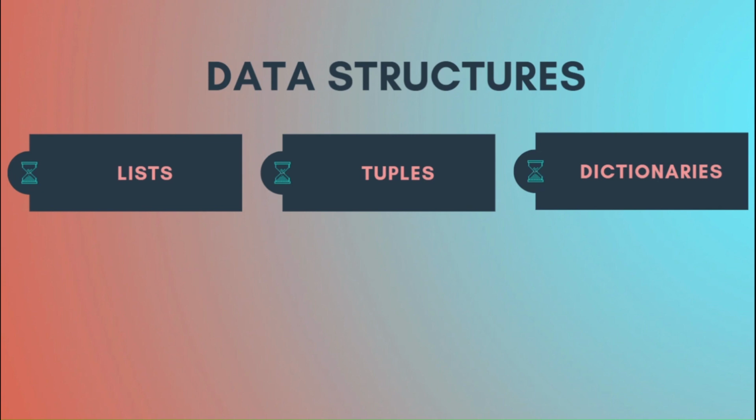Dictionaries are key-value pairs where each value is associated with a unique key. They are also known as associative arrays or hash maps. Dictionaries provide efficient lookup operations based on keys. There are additional data structures in Python that we won't talk about in this video.